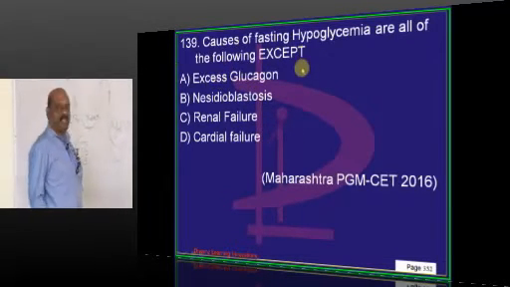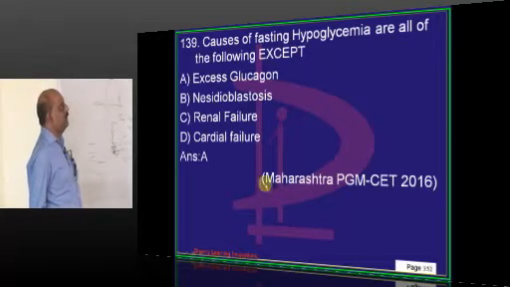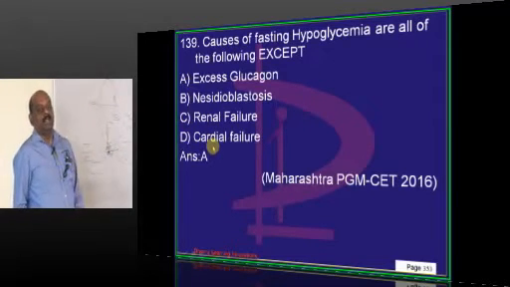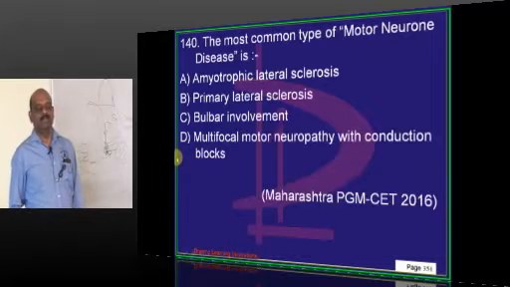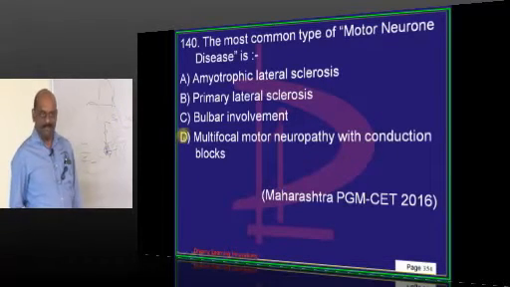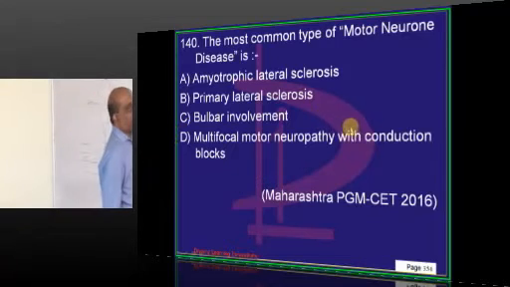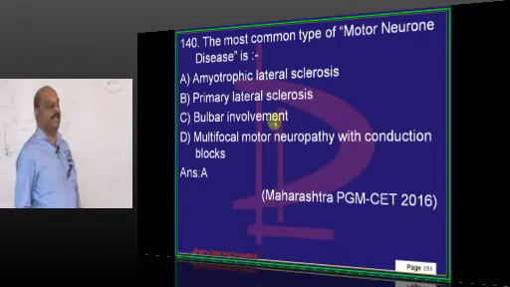So what is the cause of a fasting hypoglycemia? What is the exception about it? Excess glucagon leads to hyperglycemia. Why will it lead to hypoglycemia? Examiner thinks that we didn't come prepared to exam. Then what is the most common type of motor neuron disease? Amyotrophic lateral sclerosis.